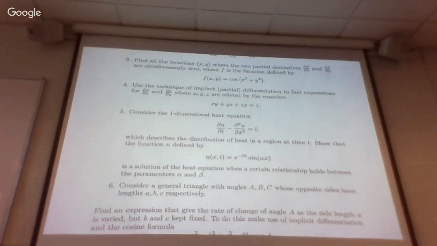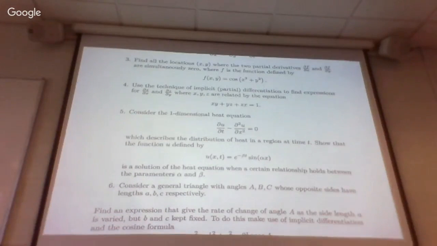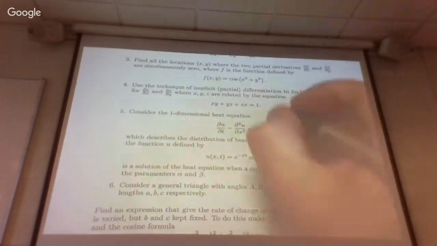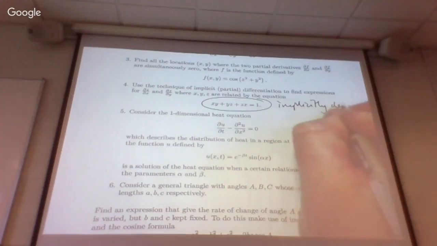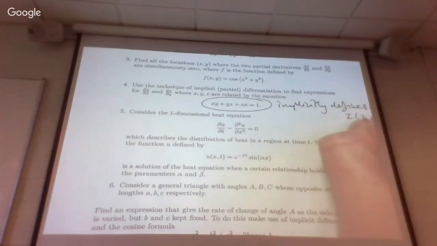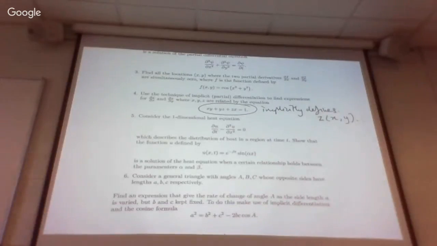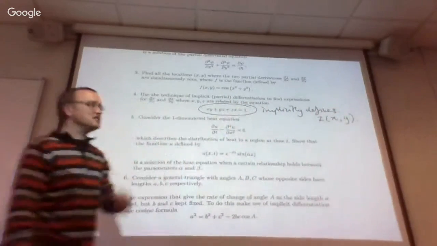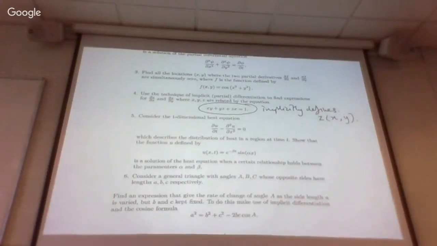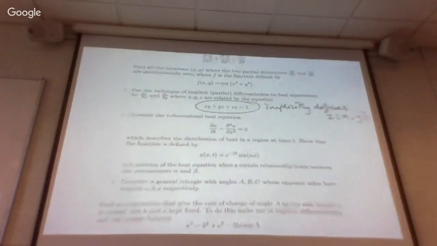Question 4 is taking a relationship here which implicitly defines z as a function of x and y. That's the idea there. So this thing here implicitly defines the function z as a function of the two variables x and y, but not directly by a straightforward formula in x and y, but rather implicitly by this relation. And see if you can get nice expressions for the partial derivatives dz/dx and dz/dy from that implicit definition.